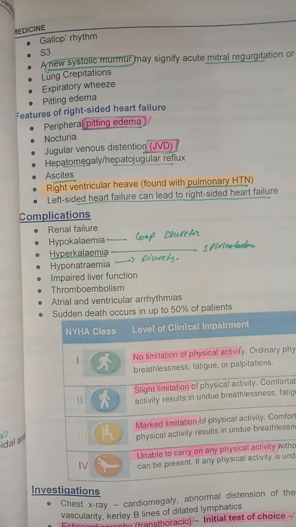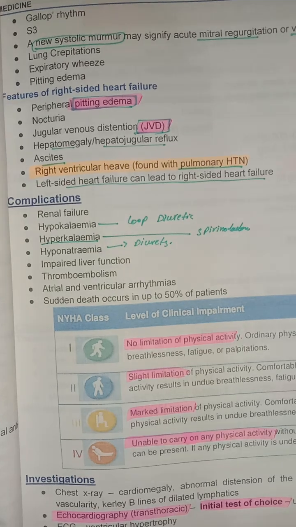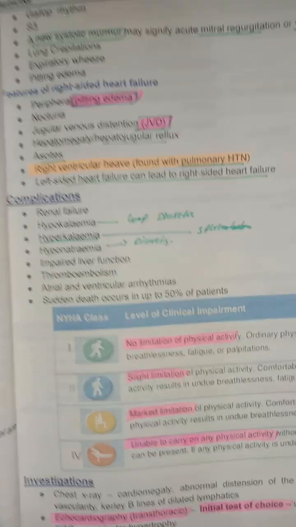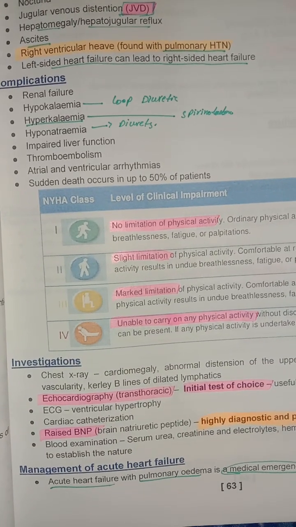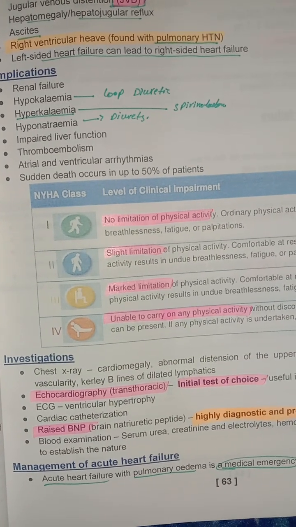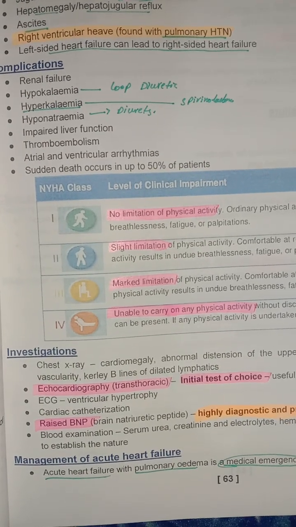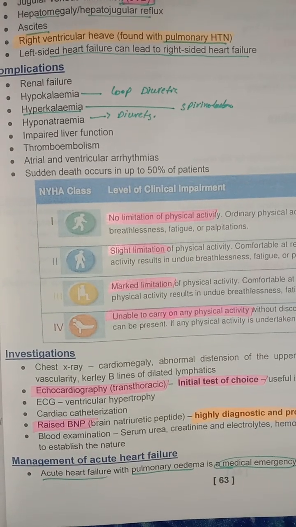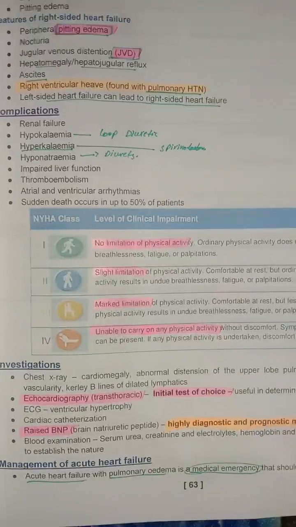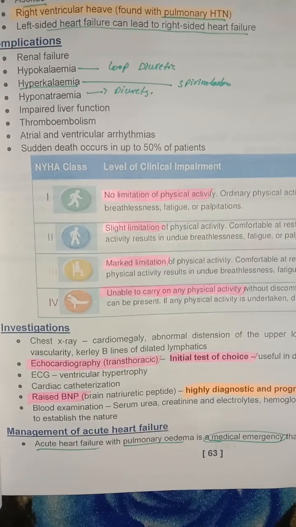Complications are renal failure, hyperkalemia, hyponatremia, liver dysfunction, thromboembolism, and ventricular arrhythmias. Then there is the NYHA classification: no limitation of physical activity, slight limitation, marked limitation, and unable to carry out any physical activity. Investigations: chest X-ray and echocardiography is the initial test of choice, and raised BNP is highly diagnostic and prognostic. Also ECG, cardiac catheterization, and blood examination.